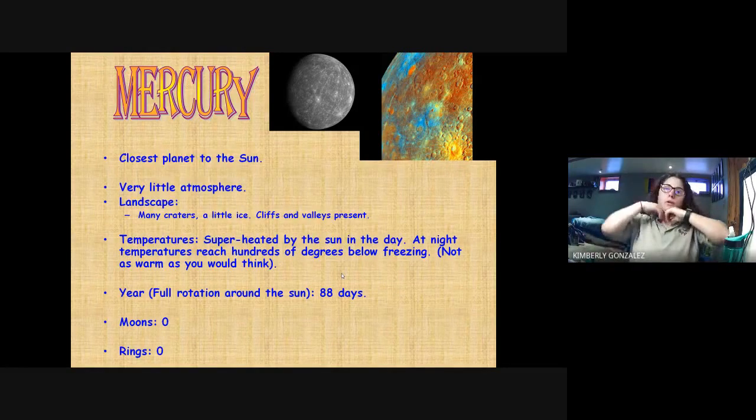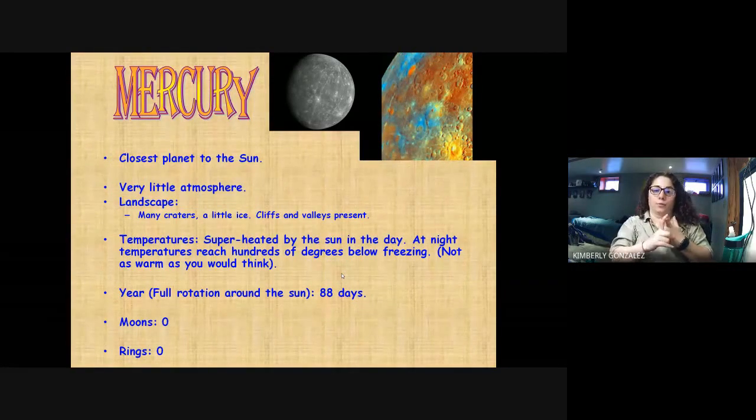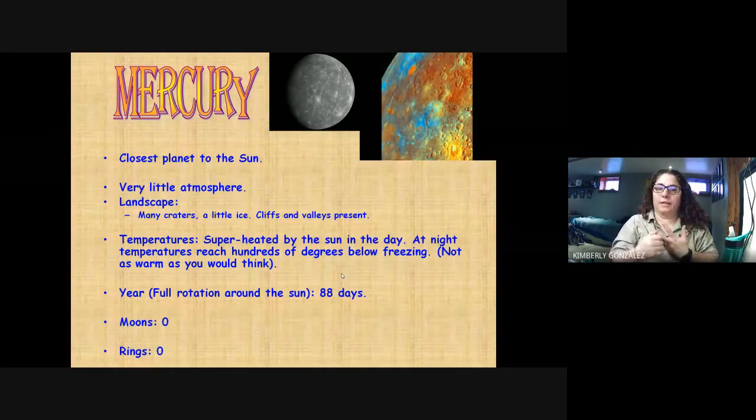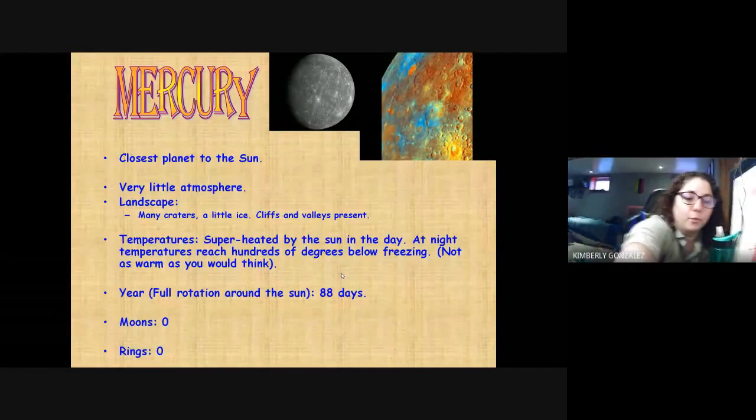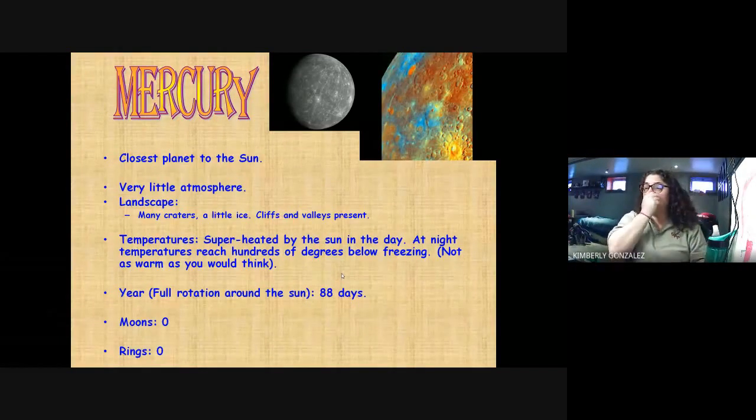So Mercury, what you do need to write down, guys, is the atmosphere, the landscape, and the temperature, okay, and the number of moons. So the atmosphere, if there is one, the landscape, what it's made up of, the temperature, and the number of moons, if there are any, okay, because those are not on the reference table, all right? So Mercury is the closest planet to the sun, right? It has very little atmosphere. So if it has very little atmosphere, when we get up close and personal to it, what do you expect to see?